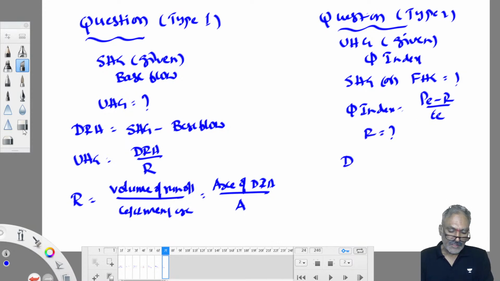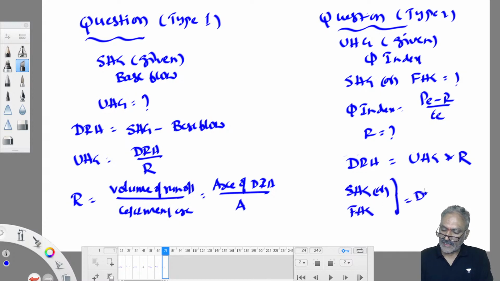Once you get R, we can find out the direct runoff hydrograph ordinates, since the unit hydrograph is given. Direct runoff hydrograph is equal to the unit hydrograph into R. Then the storm hydrograph or flood hydrograph is equal to direct runoff hydrograph plus base flow. If you add base flow, we will get that. That's all. So indirectly, information is available to find out R. Type 1 question, type 2 question.